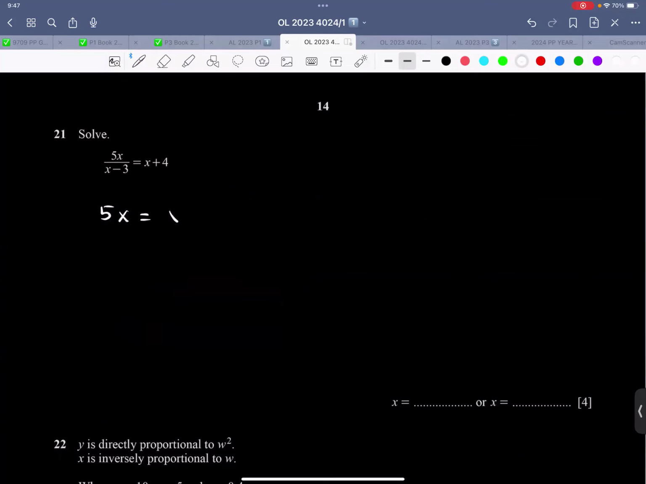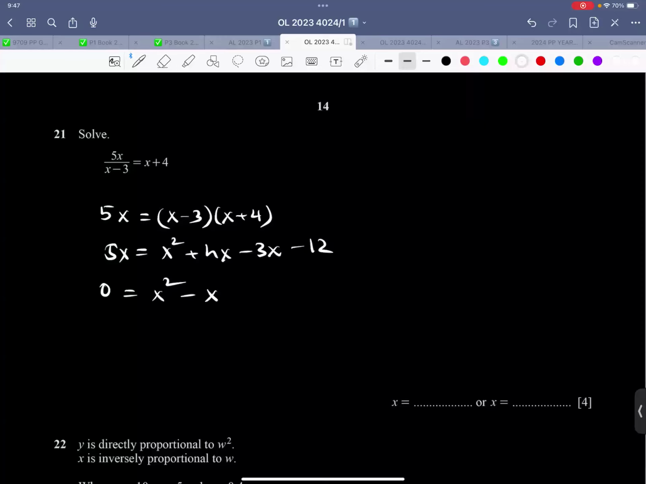Question 21, simple working. 5x is equal to x minus 3 times x plus 4. Looks like a middle term factorization question. That is x squared plus 4x minus 3x minus 12 equals 5x. Actually, even before that, 4x minus 3x is positive x. Positive x minus 5x, that is negative 4x. Negative 12 equals 0. Therefore, x squared, negative 6x plus 2x, negative 12 equals 0.